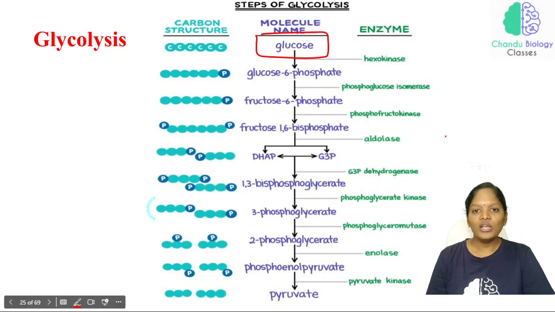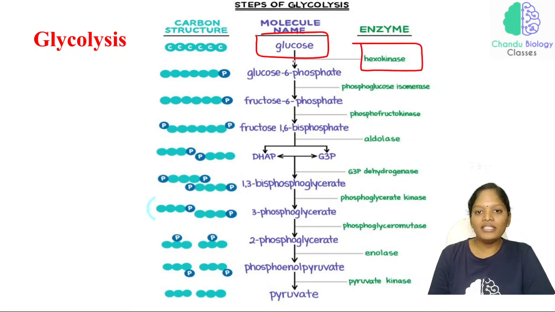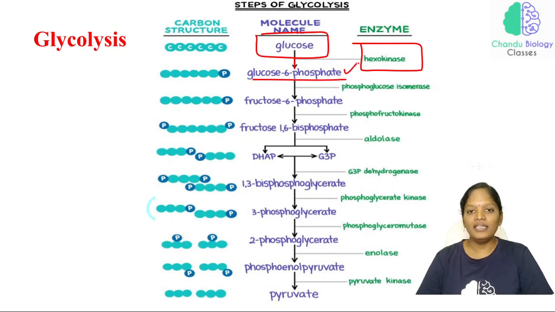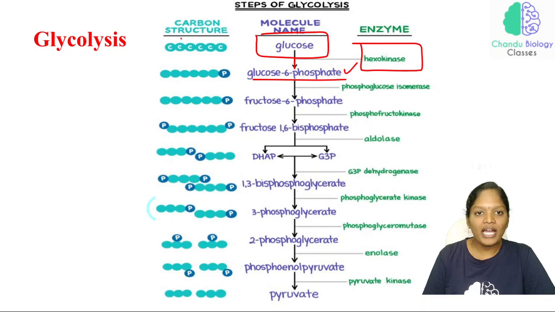This glucose, with the help of hexokinase, is converted into glucose 6-phosphate. See here, glucose has how many carbons? 1, 2, 3, 4, 5, 6. We have 6 carbons in the glucose. What is meant by glucose 6-phosphate? At the 6th carbon, the phosphate group has been added.